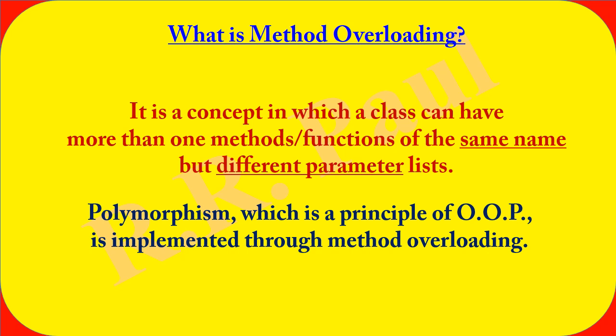And if you remember the principles of object-oriented programming, one of them is polymorphism. And through method overloading, we implement polymorphism. Polymorphism itself means existing in multiple forms. So we can see many methods having the same name existing together. So method overloading implements polymorphism.